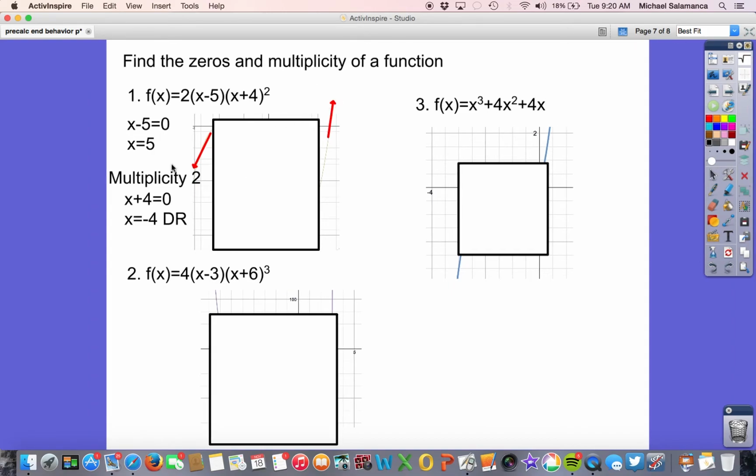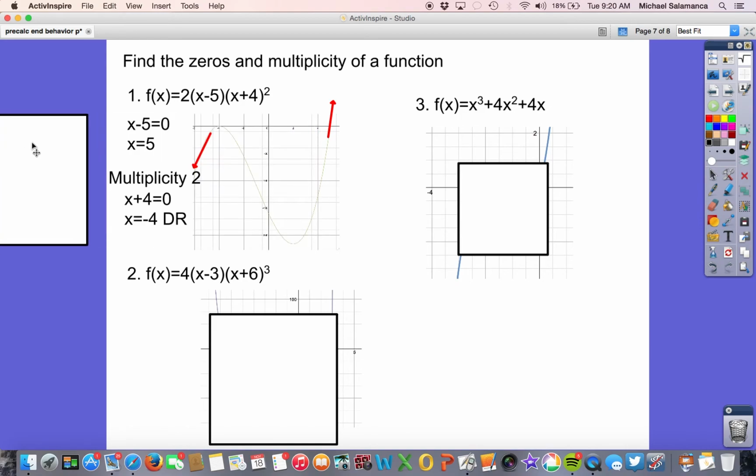But if we look at the graph, let's see how the graph matches up with our roots, or our solutions. So you'll notice that it crosses the graph here at negative 4, and it crosses again at 5 right here.